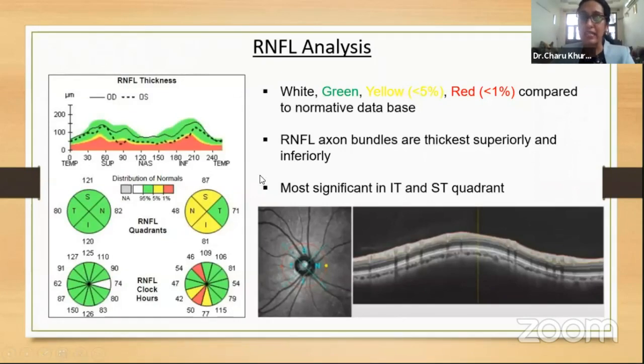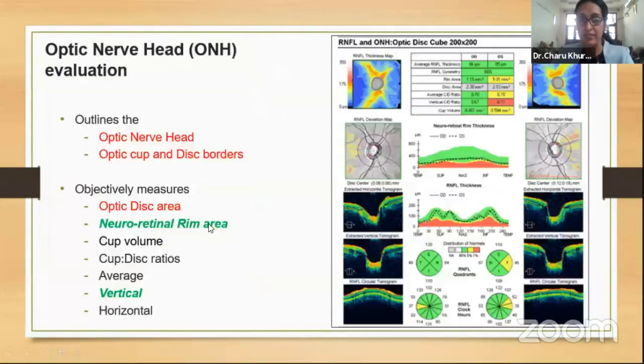Now, this is the standard RNFL analysis that we are all familiar with. We know the color coding. We know that there is a circumpapillary scan which is being used, and it is giving us the sectoral as well as the quadrantic distribution, with red indicating significance less than 1% of the normative database and yellow being less than 5%. We are also able to evaluate the optic nerve head, which the OCT outlines, the cup and disc borders, and gives us all these parameters that we can evaluate.